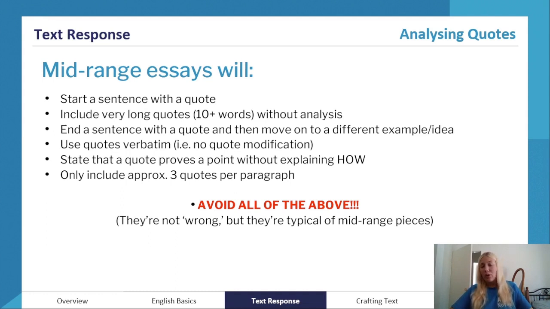They may state that a quote proves a point without explaining how it does. When you first explain evidence, you must make it clear through your explanation how it creates the effect that you're presenting as part of your analysis. That link, how the effect is created, must always be there. And they might include only 3 quotes for a paragraph. So avoid all of these.